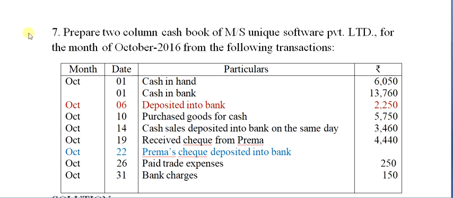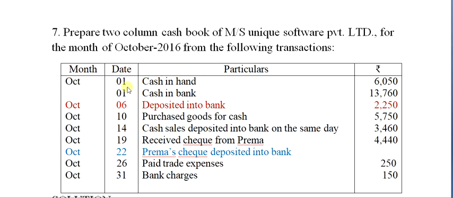Now moving on to the 7th problem, on page number 4.10 they have given the 7th problem. Prepare a 2-column cash book of Messrs Unique Software Private Limited for the month of October 2016. We need to prepare it for the month of October 2016 from the following transactions. Month, date, particulars, rupees is given.